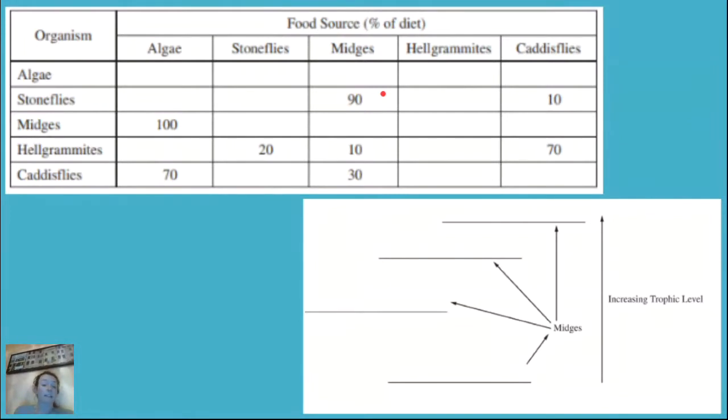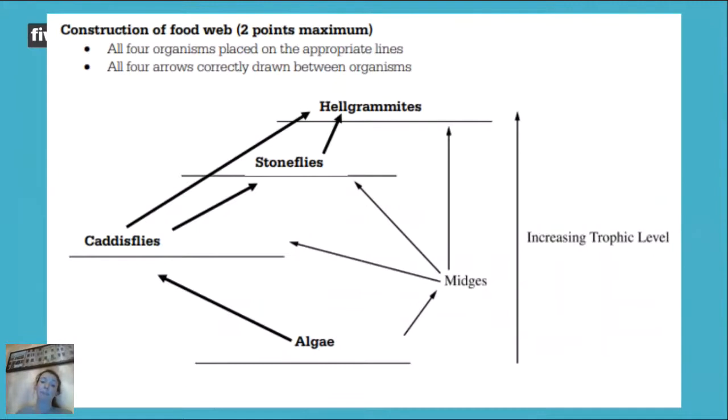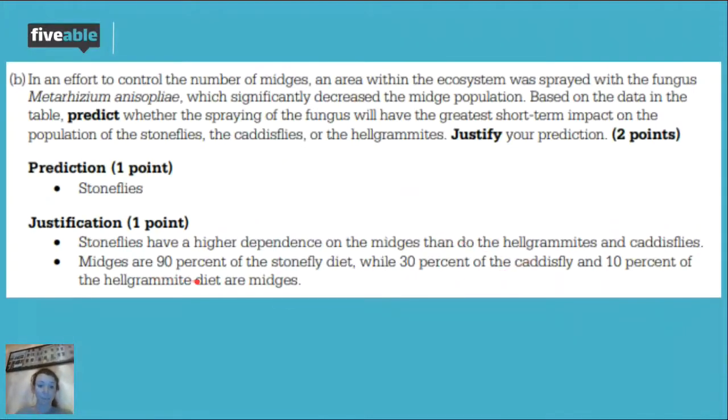And that's exactly how you need to answer it. So you get a point for saying stoneflies, and then you would get a point for saying that 90% of their diet comes from midges, and therefore they would be the most affected in comparison to helgramites and caddisflies. You'll notice that in this justification, both of them have caddisflies and helgramites mentioned, and for the most part, AP will not give you a point unless you mention all of that information. So if you say stoneflies have the highest dependence on midges, period, you probably wouldn't get the point.